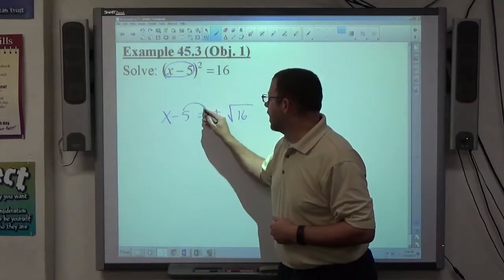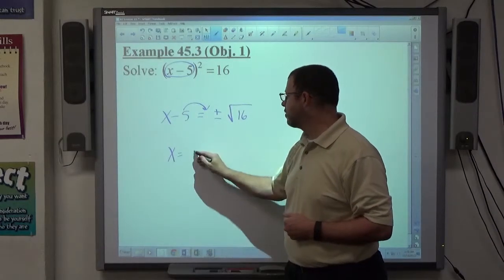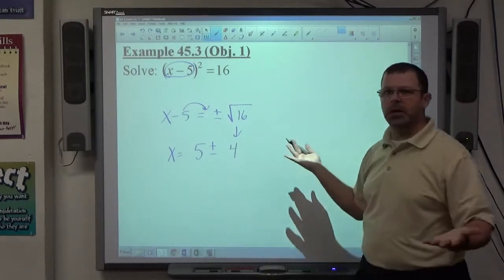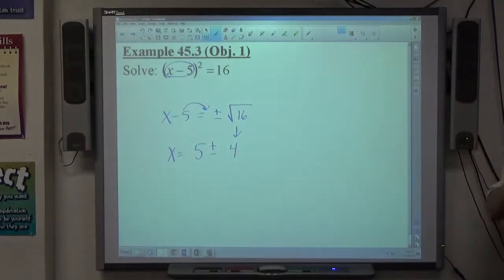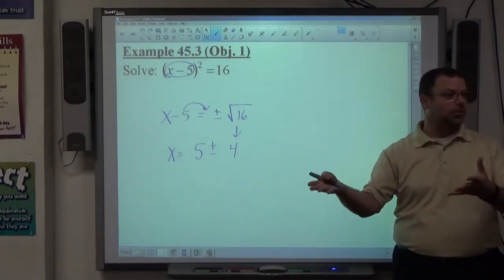So I'm going to move the 5 over like I did the last time. So I'm going to get x equals what kind of 5? A positive 5, plus or minus. But the square root of 16 I'm going to change to 4 because that's what it equals. Now the last thing I want you to do, the last problem I had negative 2/5 plus the square root of 3, negative 2/5 minus the square root of 3.